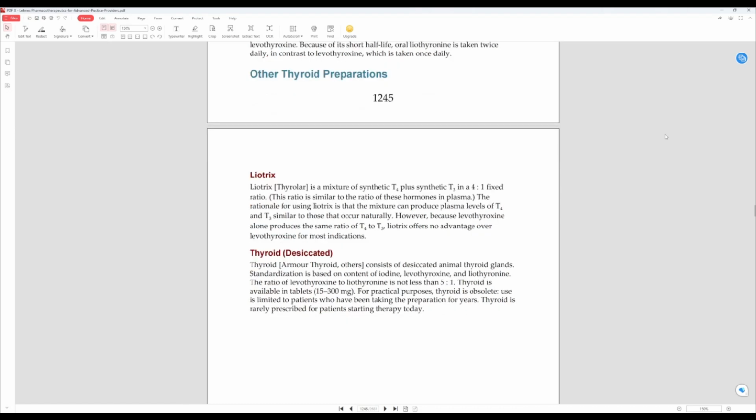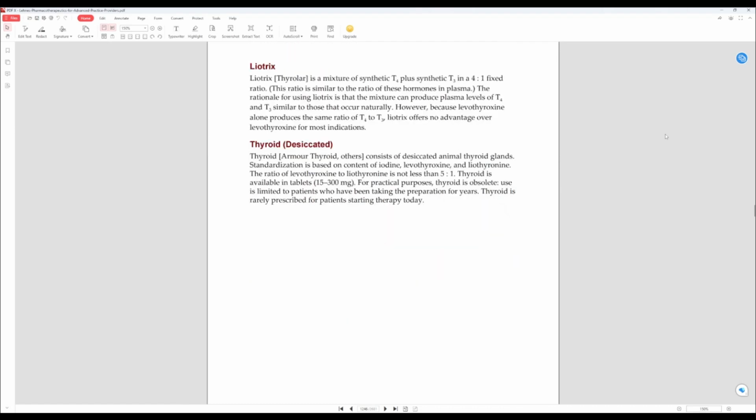Now there are some other thyroid preparations that we can utilize. Liotrix, or Thyrolar, is a mixture of a synthetic T4 plus a synthetic T3 in a 4:1 fixed ratio. This ratio is similar to the ratio of these hormones in plasma. The rationale for using Liotrix is that the mixture can produce plasma levels of T4 and T3 similar to those that occur naturally. However, because levothyroxine alone produces the same ratio of T4 to T3, Liotrix offers no advantage over levothyroxine for most indications.